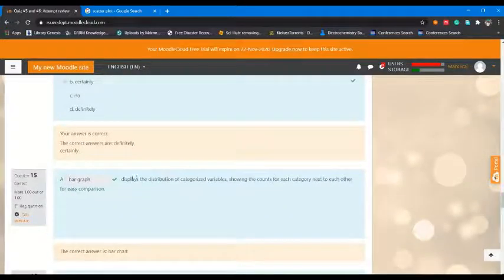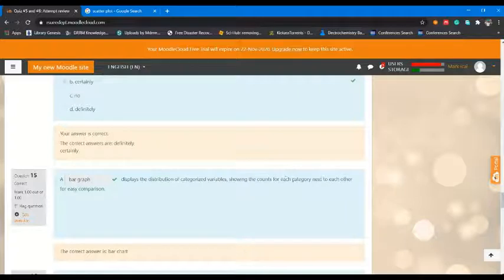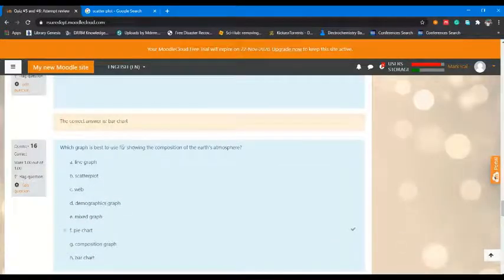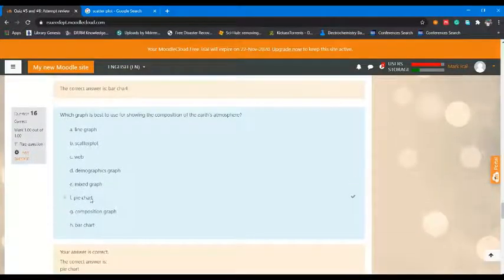So blank gives space to this distribution of categorized values of variables showing the counts for each category. Okay, that's your term: category, categorized variables. So it means this is a bar graph. So which graph is best to use for showing composition of the Earth's atmosphere? So this is a pie chart. It's really a pie chart.